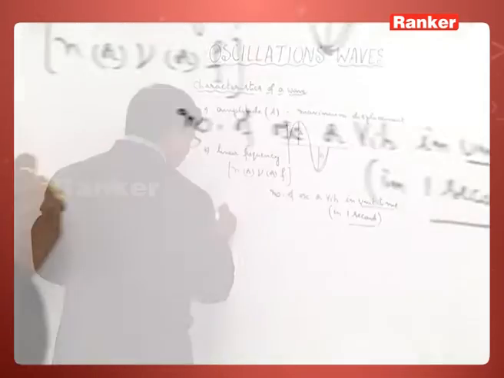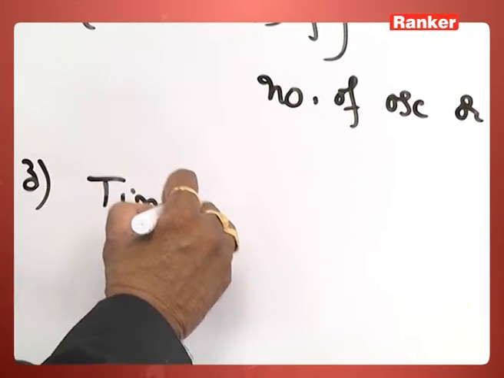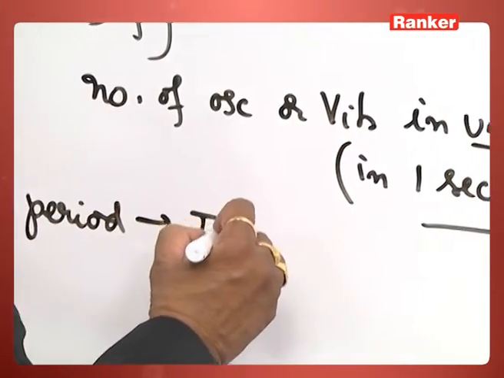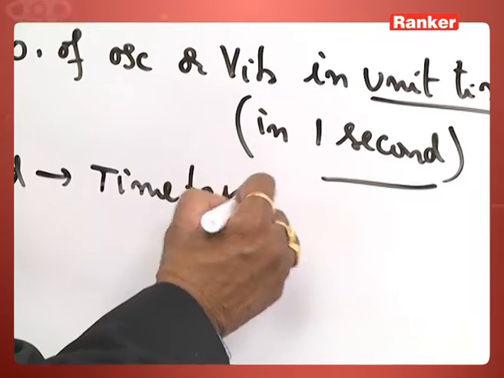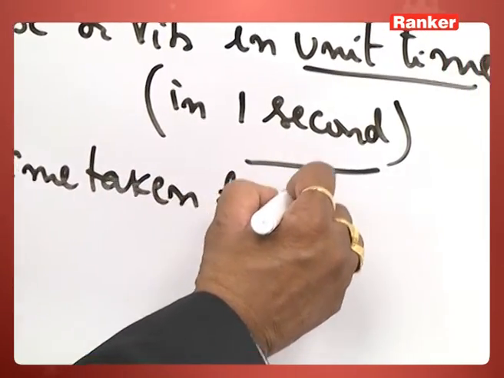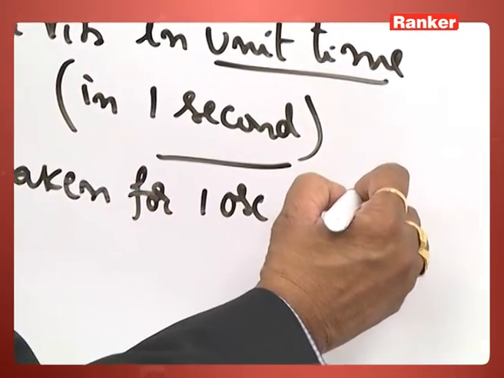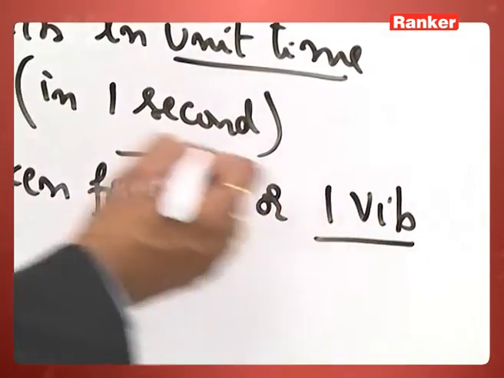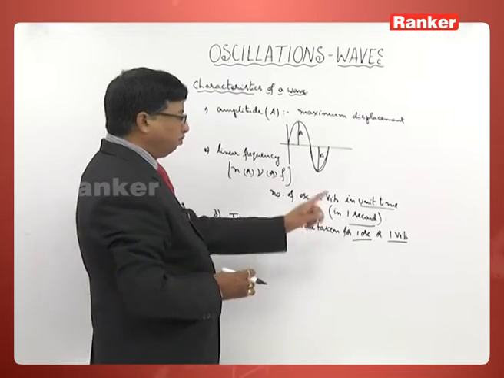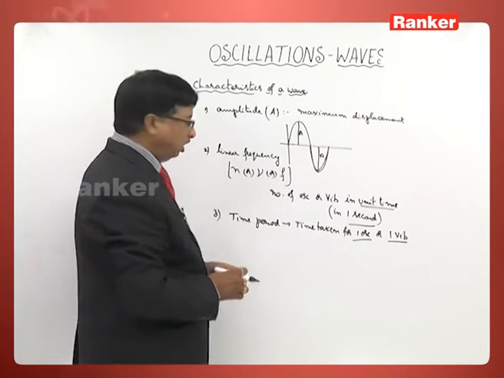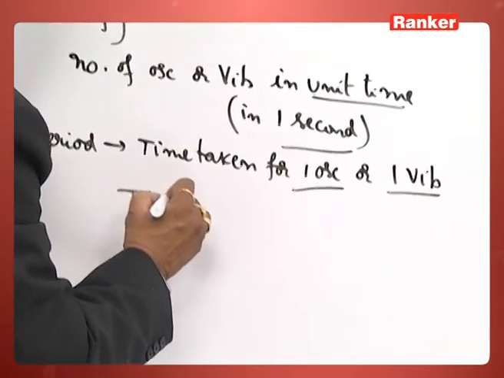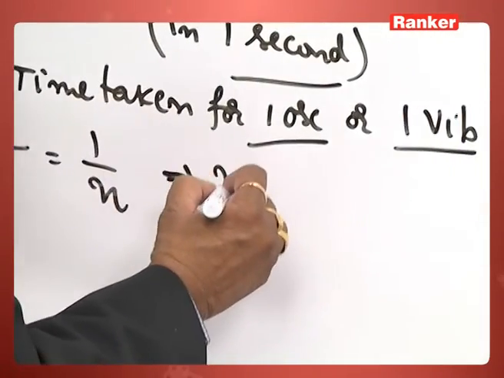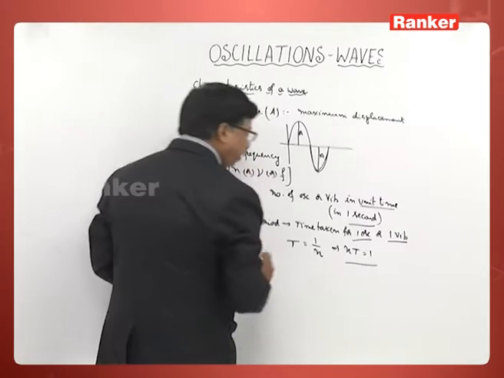Now, come to the third characteristic, that is time period. You can understand it directly this way: the time taken for one oscillation or one vibration, whatever time the body takes to complete one oscillation or one vibration, is what is called time period. We represent that by T. It is the reciprocal of frequency. In other words, frequency into time period is equal to 1.